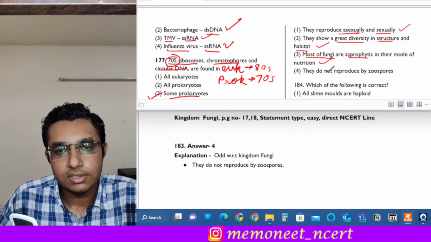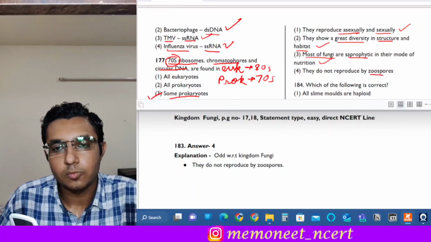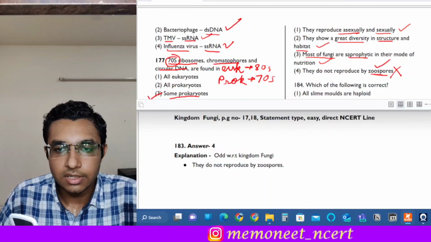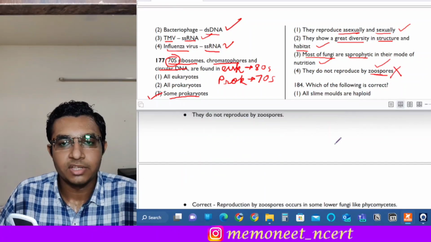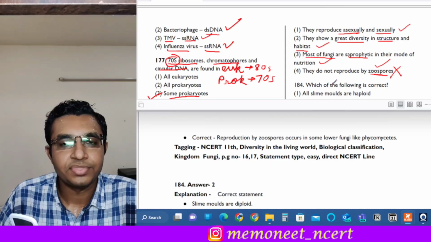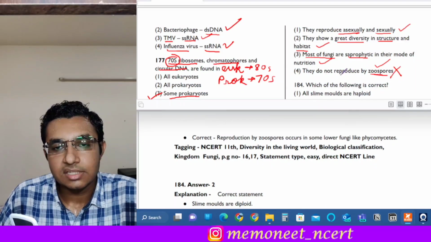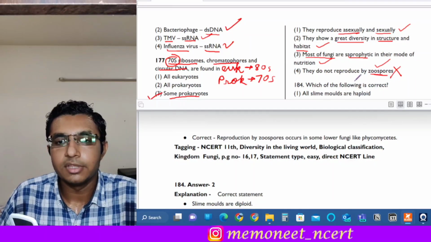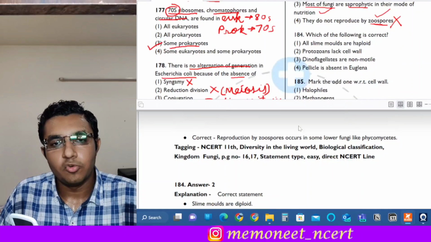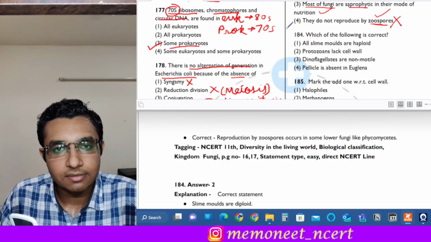The fourth is they do not reproduce by zoospores. This statement is incorrect. Why? Because the fungi also reproduce by zoospores. So that is the odd statement regarding the fungi, because reproduction by zoospores is found in the lower fungi, which are the Phycomycetes. So the correct answer will be option 4.